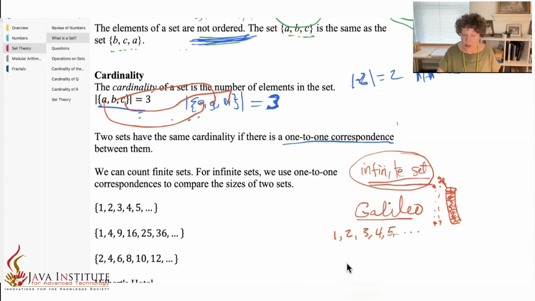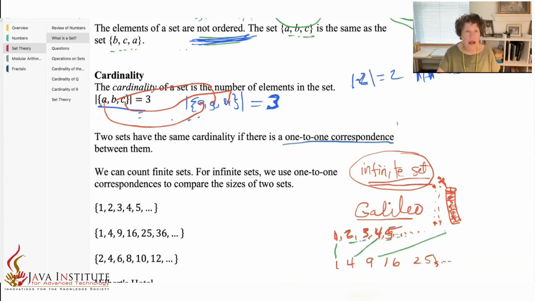He said, look at this, and then look at this. 1, 2, 3, 4, 5, 6, 7, 8, 9, 10, and so on. And then 1, 4, 9, 16, 25, 36, 49, 64, 81, 100. It just goes on. Look at these two. Everything in the bottom one you can find in the top one. But the top one has extras: 2 and 3, 5 is extra up here. In the top, there are extras that we don't have in the bottom.